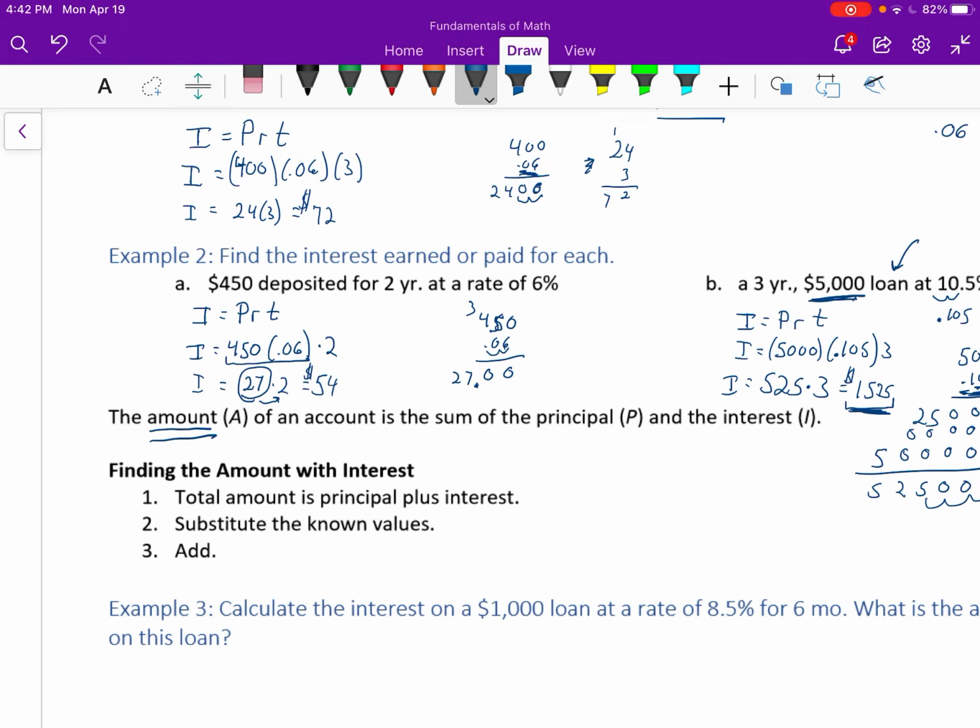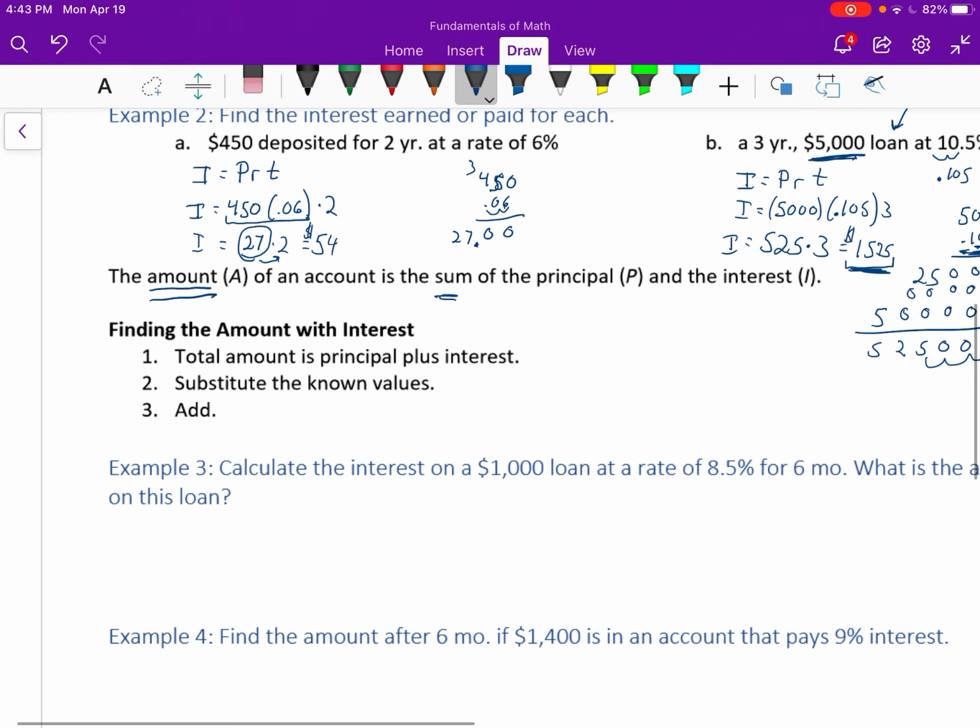So if you're investing money, you still have your principal, and then you add your interest to that. It's the sum of the principal and the interest. So this says a little quick 3 steps you can do for this. You can find the total amount is the principal plus the interest, substitute the known values, and then add. So it's going to kind of be like the first 2 examples, except that we're going to add on the extra at the end.